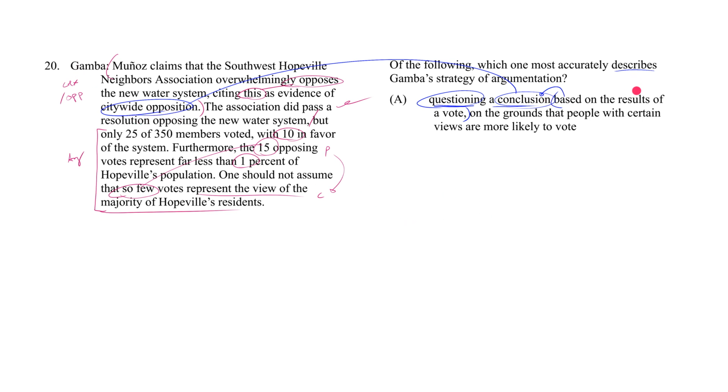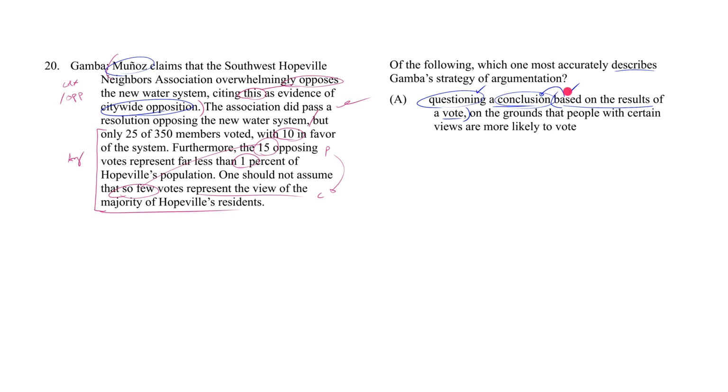The descriptive accuracy test, which is what we're applying here, like I said, to figure out if A is right or wrong, you simply have to ask yourself, is this accurate? Is the description accurate? The descriptive accuracy test at this level just has us ask, well, the conclusion that she's questioning, was the conclusion based on the results of a vote? Well, let's take a look. Did Muniz just pull this conclusion out of his butt, or was it based on the results of a vote? Because why does Muniz think that there is citywide opposition? We're told he cites the 15 no votes as evidence of citywide opposition. So yes, the answer is yes. The conclusion is based on the results of a vote. That is the conclusion that Gamba is questioning, right?